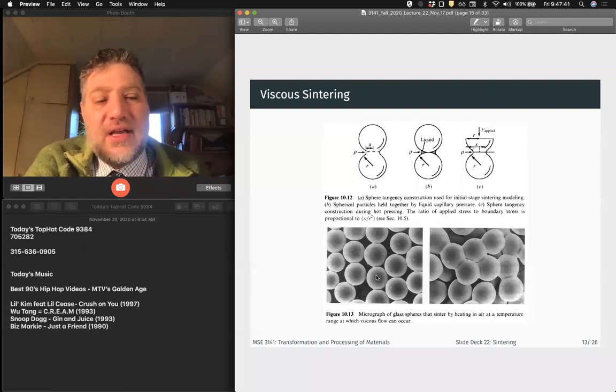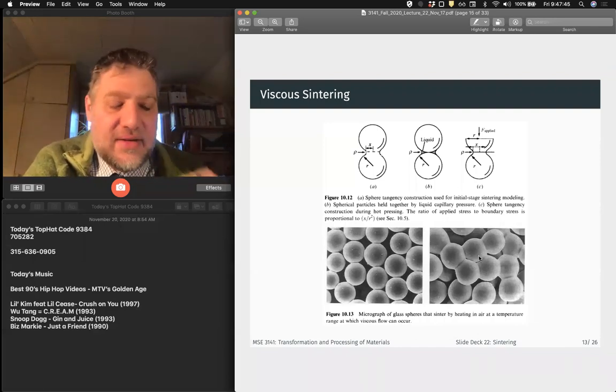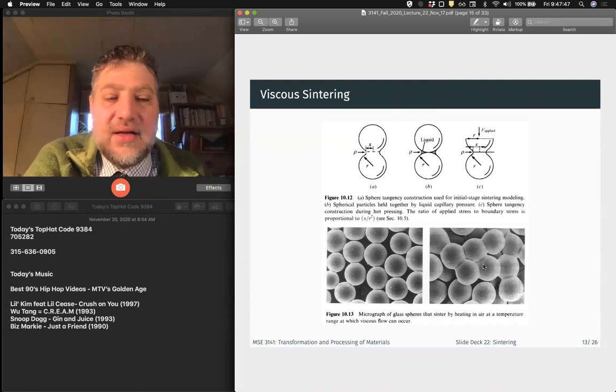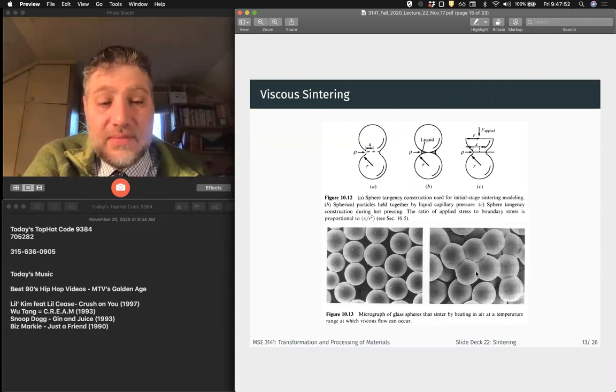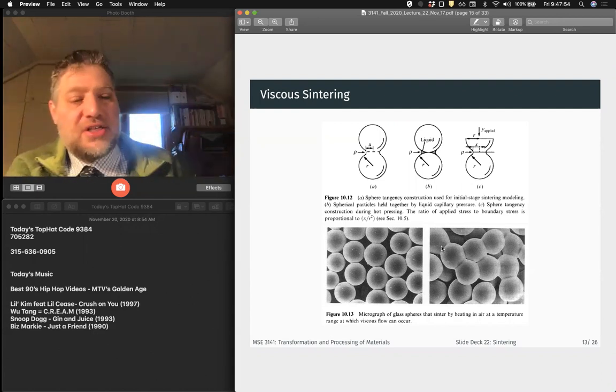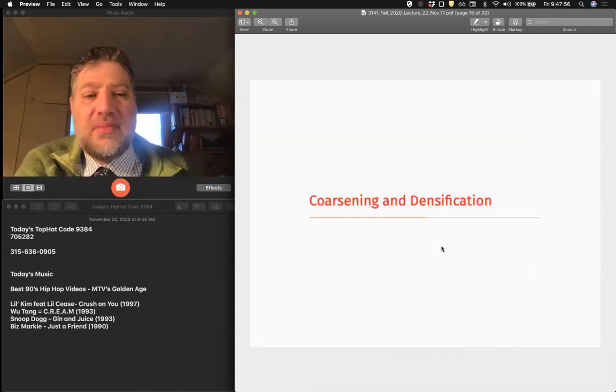This really isn't liquid phase sintering. It's kind of like an intermediate. And this happens a lot with glass beads and things like that. It wasn't shown on the previous slide, so I just wanted to show the mechanism.